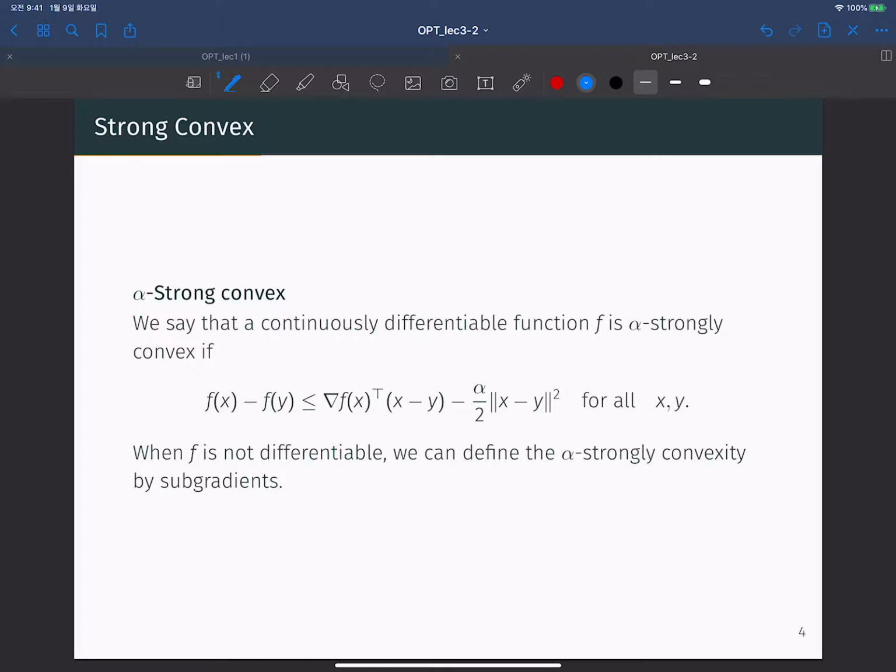So to understand the convergence speed of convex functions, I want to first introduce a few concepts of convex optimization and convex functions. Okay.